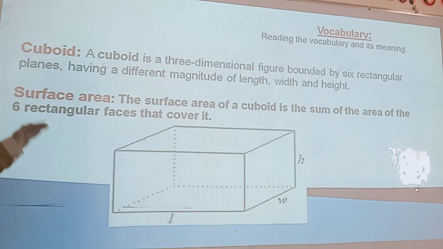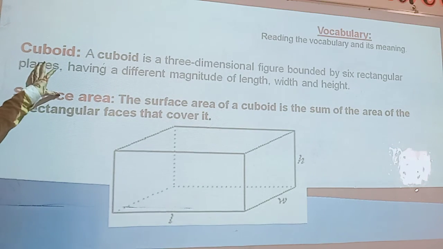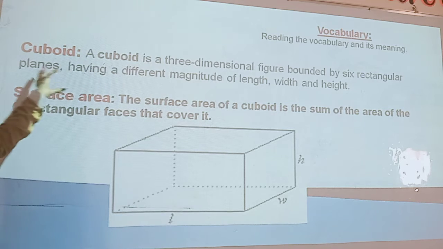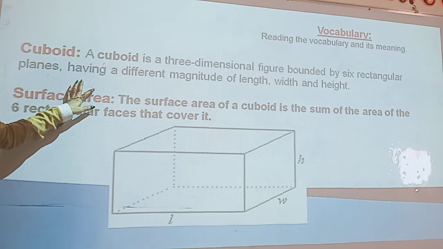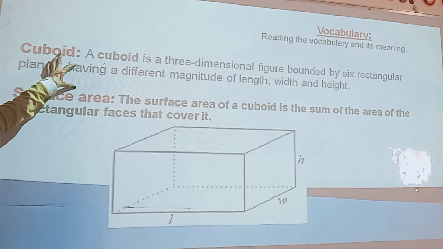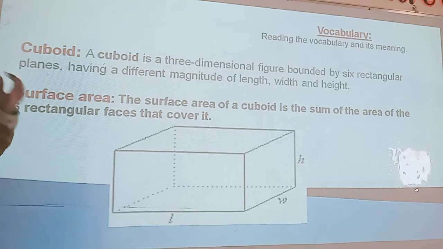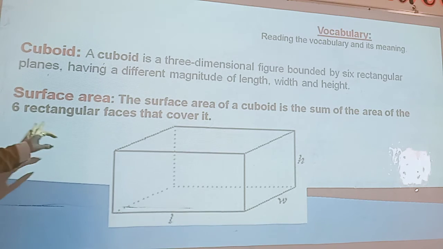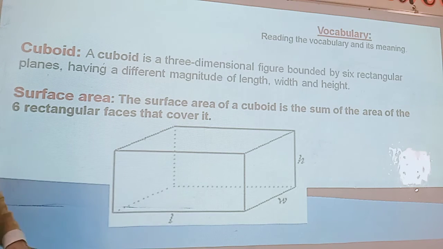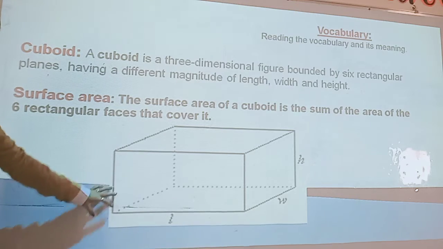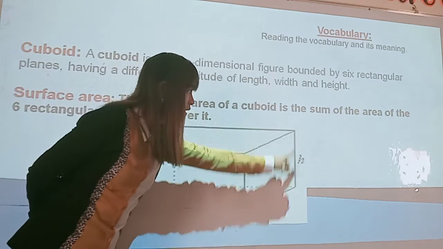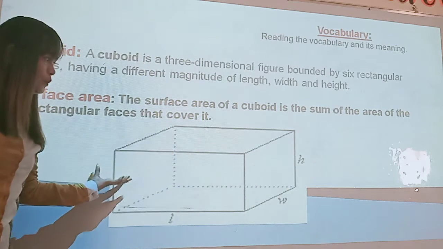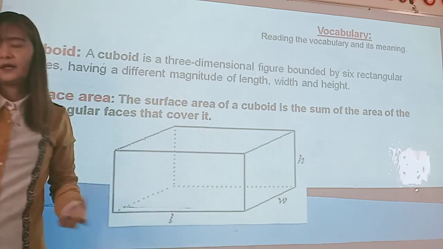And for our vocabulary words for today, we have cuboid. When we say cuboid, this is a three-dimensional figure bounded by 6 rectangular planes having a different magnitude of length, width, and height. And the surface area of a cuboid is the sum of the area of 6 rectangular faces that cover it. Again, class, this is an example of a cuboid. As you can see, the longest dimension is the length, this is the width, and this is the height of a given cuboid. Any question, class?